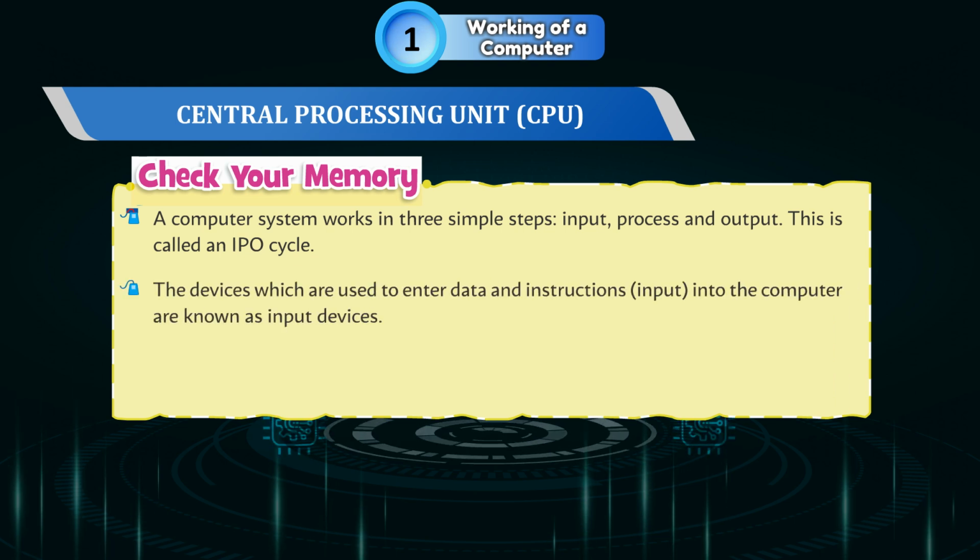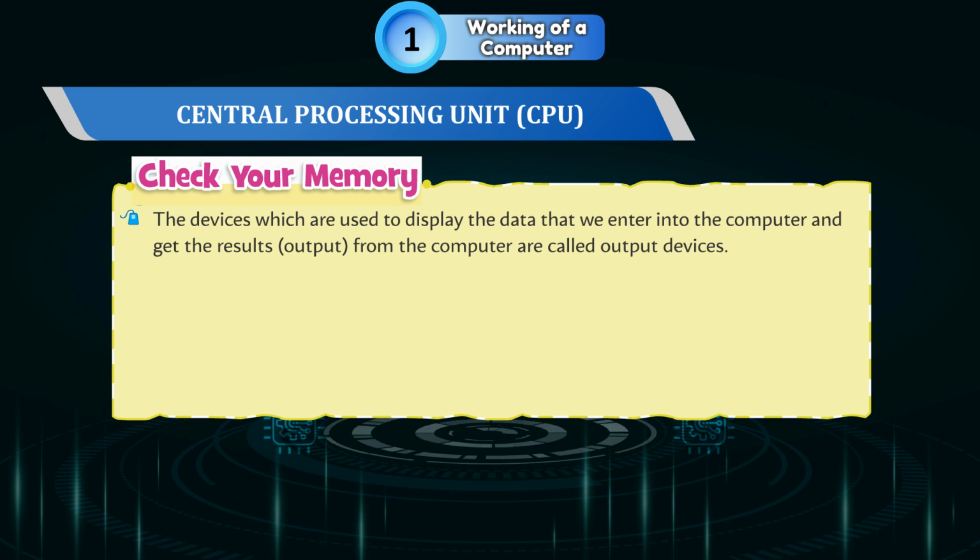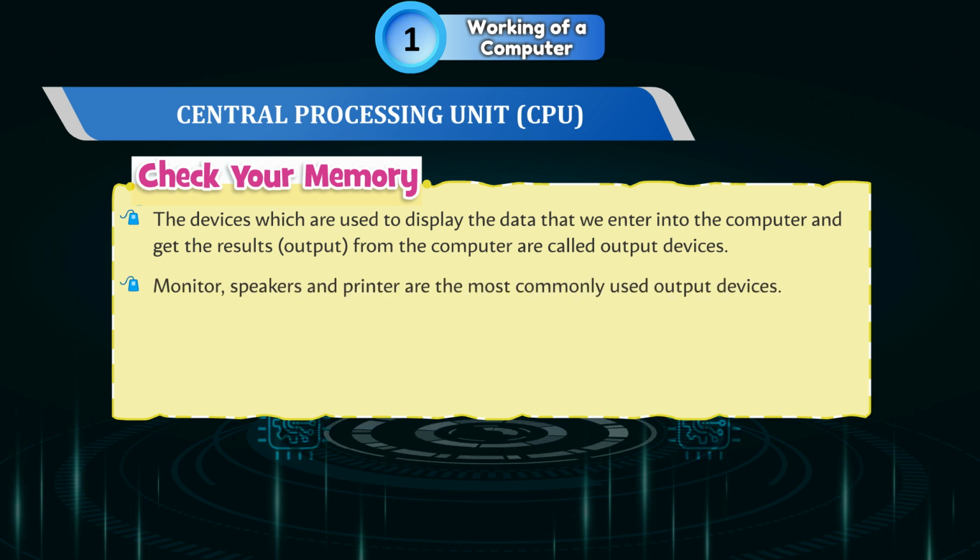The devices which are used to enter data and instructions into the computer are known as input devices. Keyboard, mouse, microphone, touchpad, touchscreen, light pen, scanner, digital camera, and web camera are examples of input devices. The devices which are used to display the data that we enter into the computer and get the results from the computer are called output devices. Monitor, speakers, and printer are the most commonly used output devices.